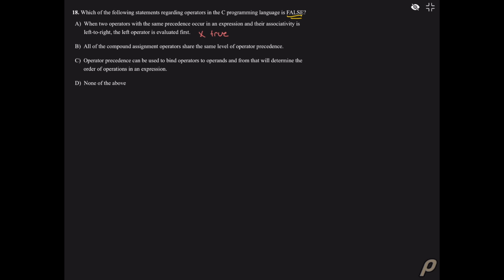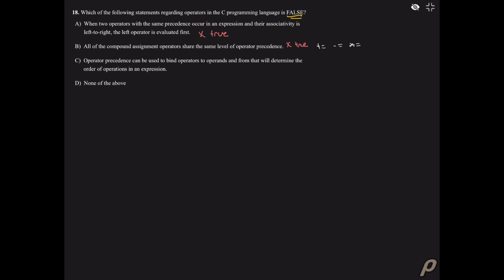All right, so B. All of the compound assignment operators share the same level of operator precedence. So what is a compound assignment operator? What in the world does that mean? That is something like plus equals, or maybe minus equals, or times equals, anything like that. Those are all considered compound assignment operators. And something handy that you have for this exam is the operator sheet with all of the precedence. If you look at that sheet, you'll notice that all of these assignment operators do indeed share the same level of precedence. So this is actually going to be true.